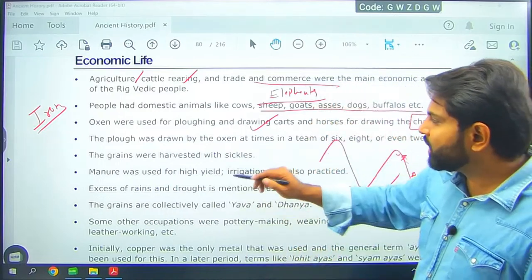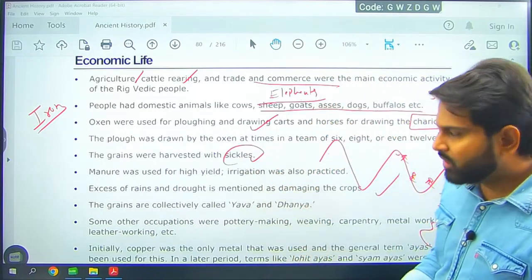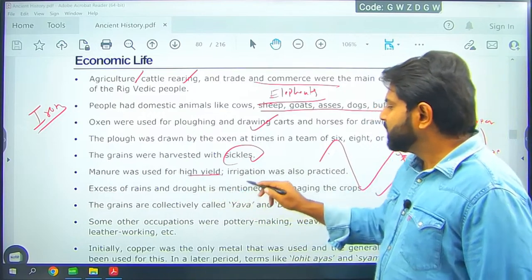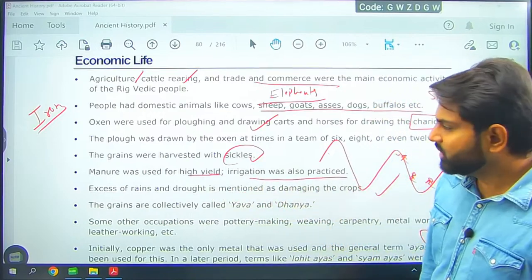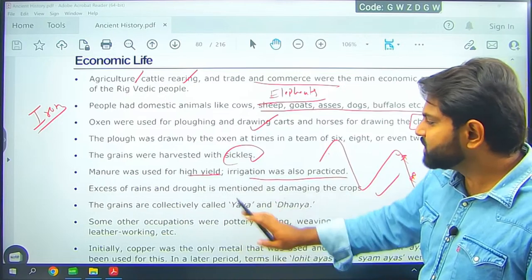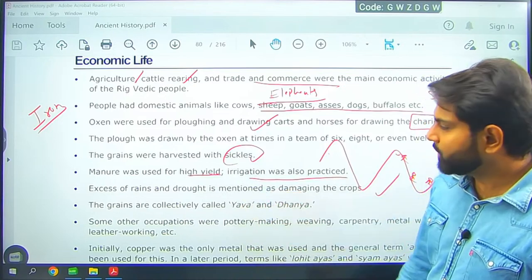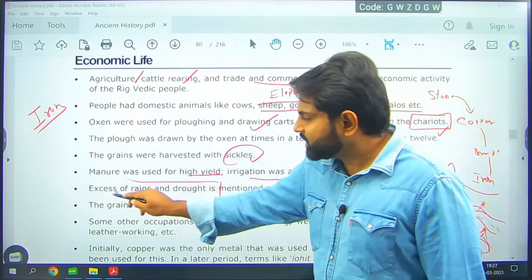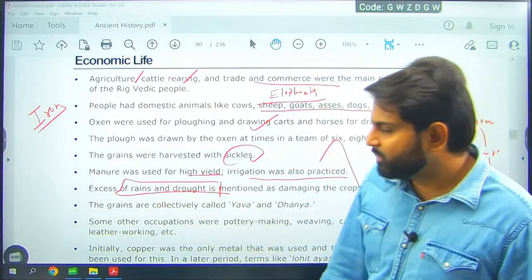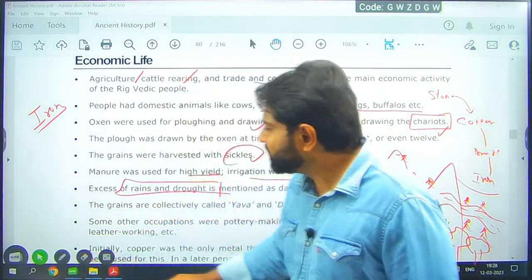The grains were harvested with sickles, as I said. Manure was used for high yield. Irrigation was also practiced intensely, the water supply. Excess of rains and drought are mentioned as damaging crops. So even then in the Vedas we can see clearly that the farmer is dependent on the vagaries of weather.